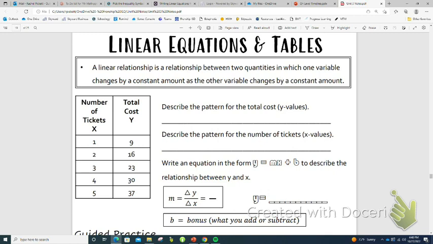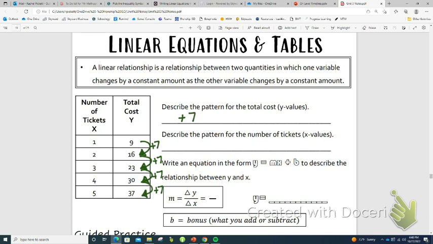So let's start with y, where it says describe the pattern for the total cost. Well, to go from 9 to 16, we have to add 7. 9 plus 7 is 16. To go from 16 to 23, we add 7. 23 to 30, add 7. 30 to 37, add 7. So the pattern that we see here is plus 7.